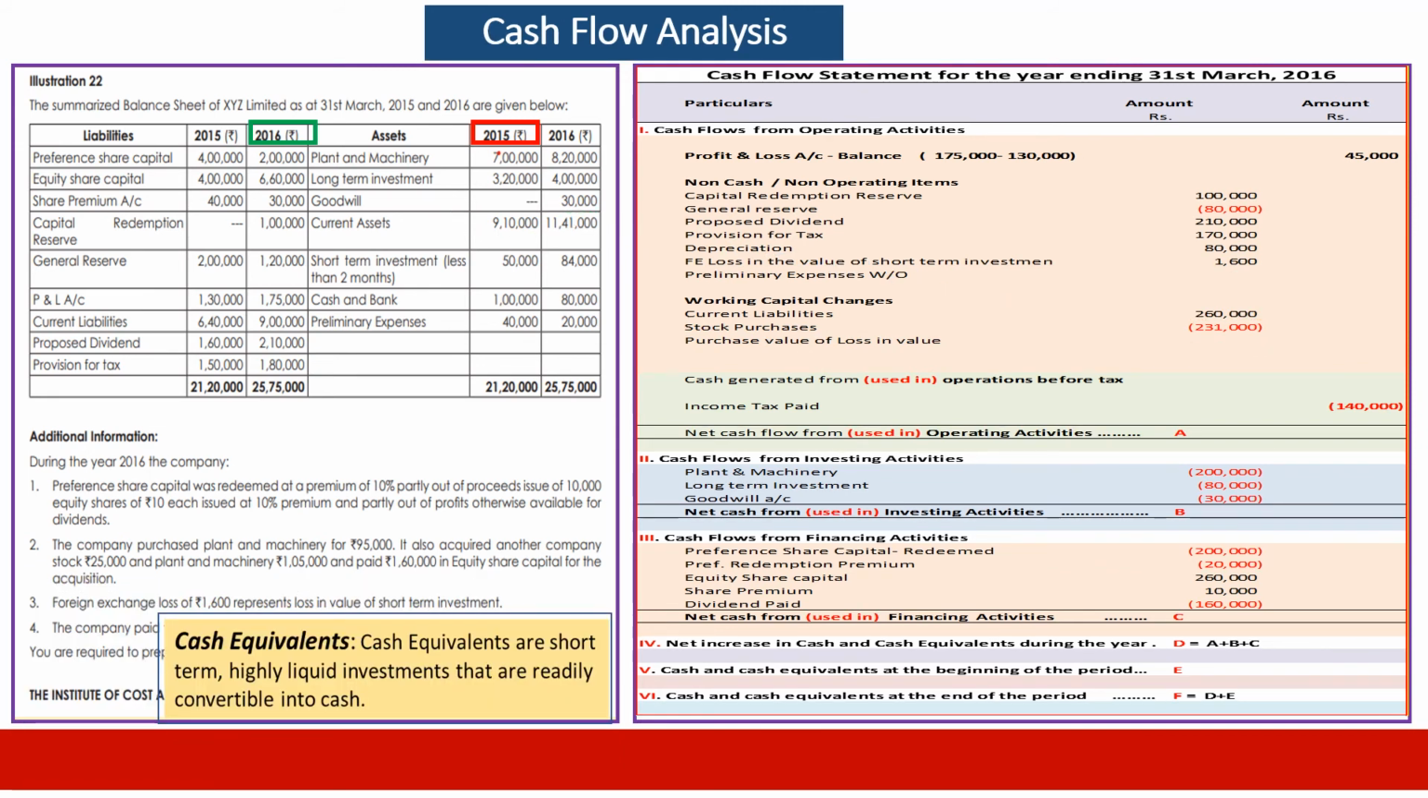Now we will be dealing with the transaction of foreign exchange loss of 1,600, which represents loss in value of short-term investments. The trickiest part of this is an investment loss. Normally what we do, as per the guideline, first the loss has brought down our profit, so we remove it and add it back to profits. Second, we show the sale proceeds as an outgo in the investing. Logic is the same. 1,600 has to be added back to profits.